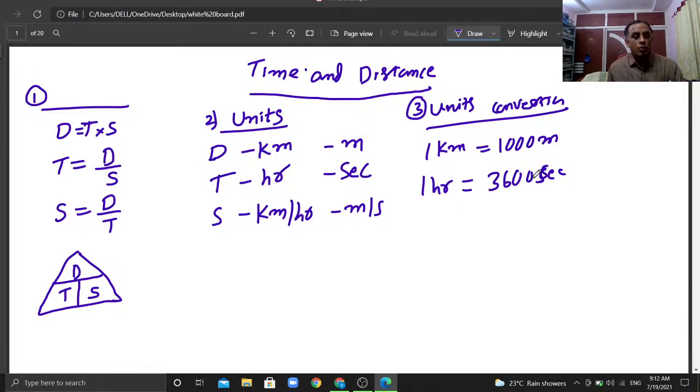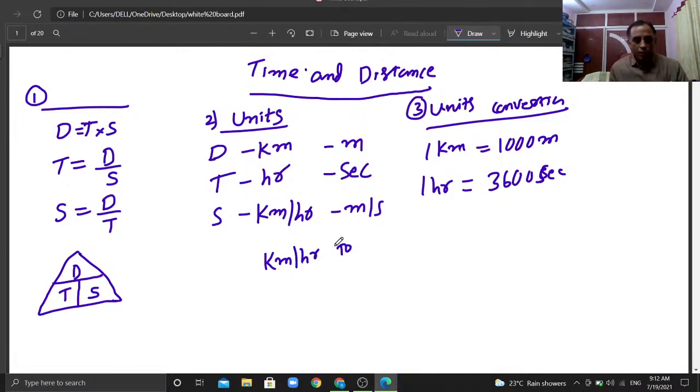3600 seconds. Now, how to convert the units from kilometer per hour to meter per second? First, the distance conversion is completed, and the time conversion is also completed. Now, speed.